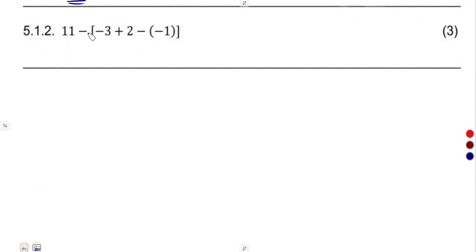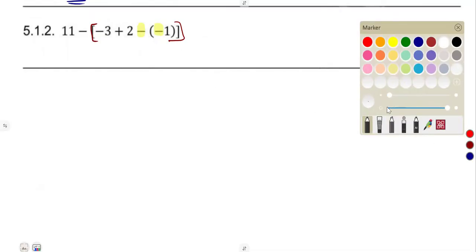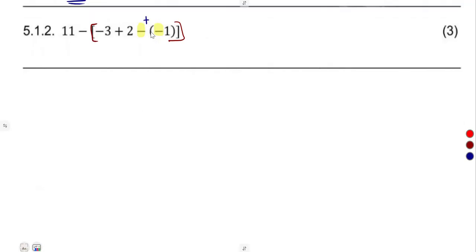Next, 5.1.2: 11 minus, then we've got a bracket that is affecting these, and there is another one inside. All right, what can we do? Let's start with what is inside the inner part. A minus and a minus, these are two signs combined together. Remember, it's going to give us a positive. So it is like this. It is the same as we are given 11 minus the bracket of minus 3 plus 2.